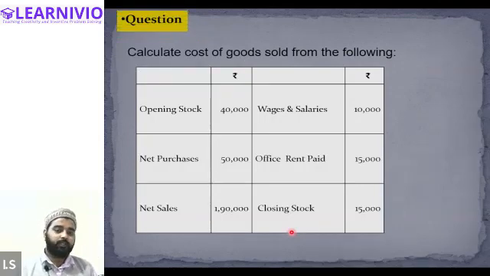Moving on to this question. Now in this question, Alexander, we need to find out the value of the cost of goods sold. So in order to calculate the cost of goods sold, as I told you, the formula for cost of goods sold will be opening stock plus purchases plus all direct expenses, then minus closing stock. So please calculate the cost of goods sold in this question.